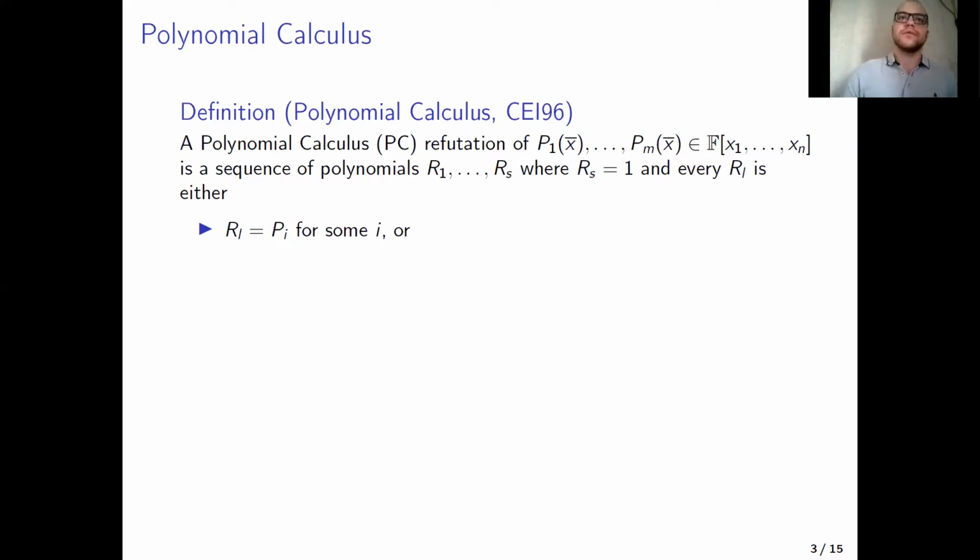The first rule is that we can say that our polynomial is one of the initial polynomials. The second rule is that we can say that it is a linear combination of some of the previously derived polynomials. And the third rule is that we can multiply our polynomial by any variable.